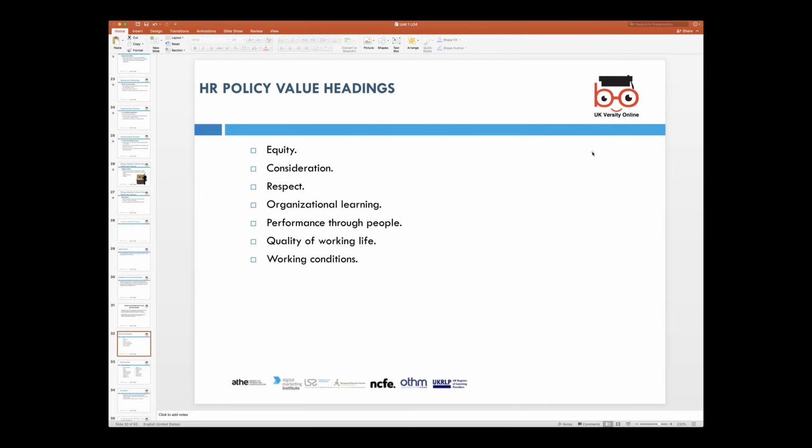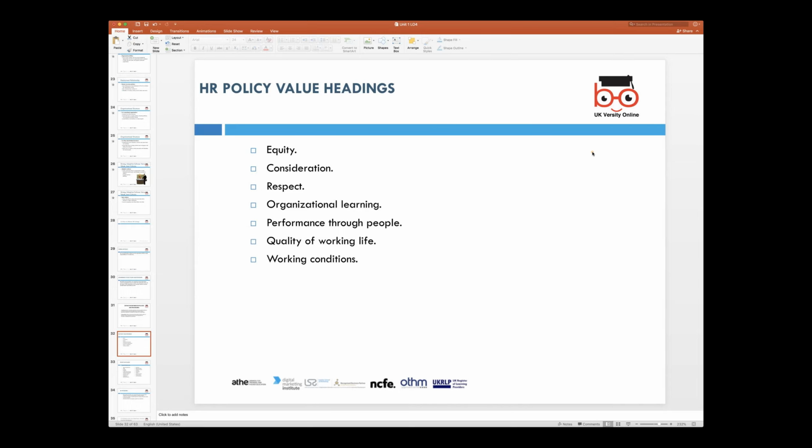Now, in any policy, when you create any strategy, you also have to look at performance appraisals. You have to look at how you appraise the performance of individuals, having given them a job description, and then what kind of quality of work life they have when they work.